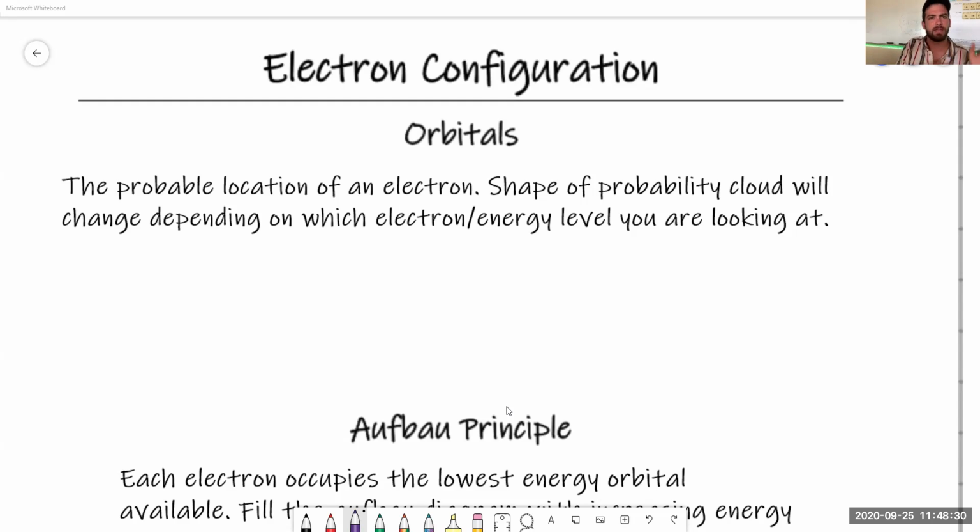So what do I mean by that? Last week we talked about the S, P, D, and F blocks of the periodic table. Today we're going to look at those blocks with respect to the electrons that we find in those blocks. The final electrons in those blocks, depending on where they're organized, are going to have different shapes. So the first thing that you need to be writing down today is that orbitals are the probable location of an electron. The shape of that probability cloud will change depending on which electron or energy level you're looking at. Well, what do I mean by that?